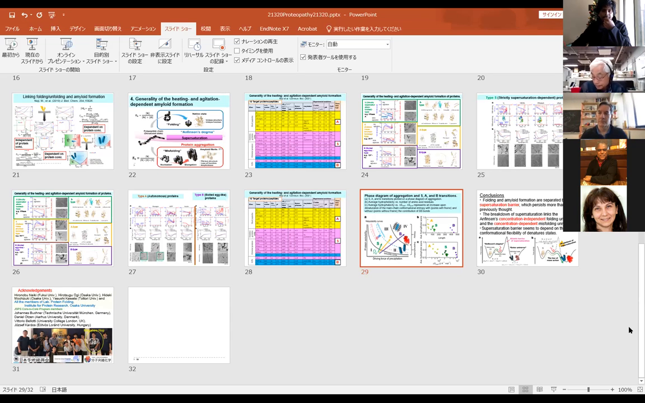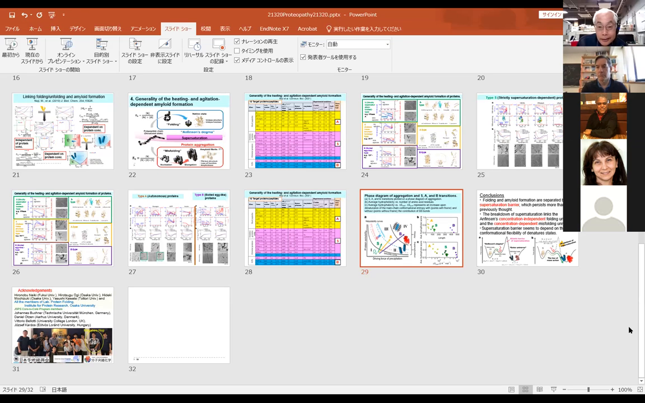And is Matthias Bach still here? I think he left. Okay. So he worked with alcohol previously. And alcohol is also a compound, a solvent, breaking supersaturation.